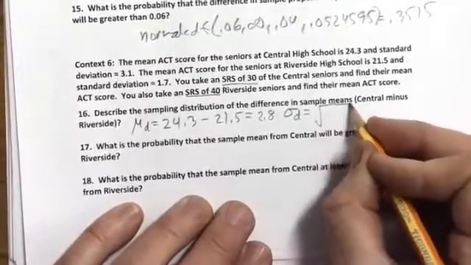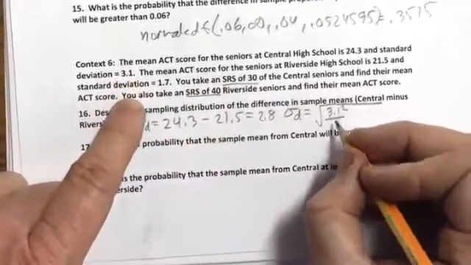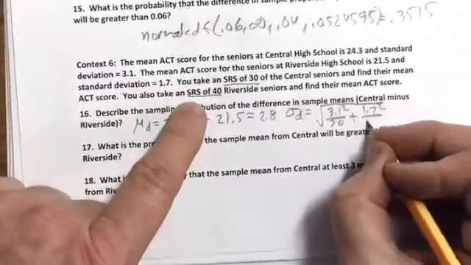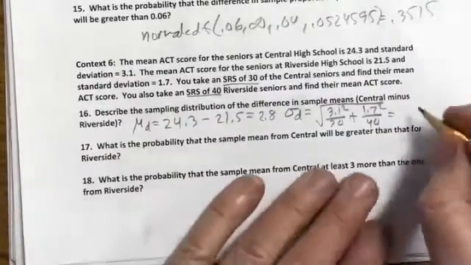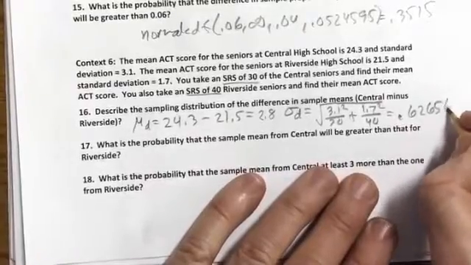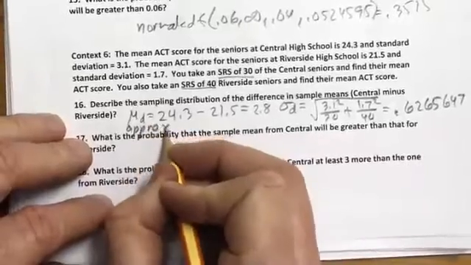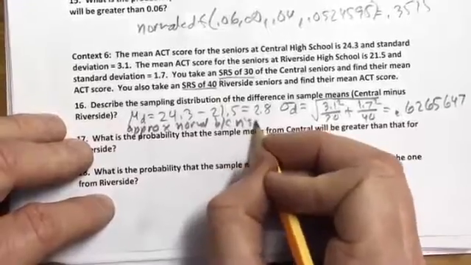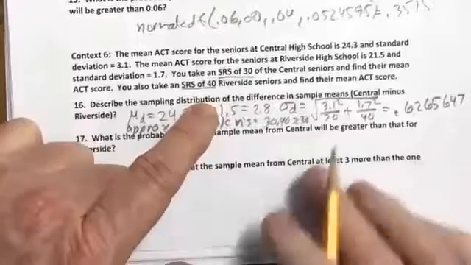And so this would be the square root of 3.1 squared over its sample size, which is 30, plus 1.7 squared over its sample size, which is 40. And that ends up being equal to 0.6265647. And it would be approximately normal because our n's are equal to 30 and 40, which are greater than or equal to 30, by the central limit theorem.